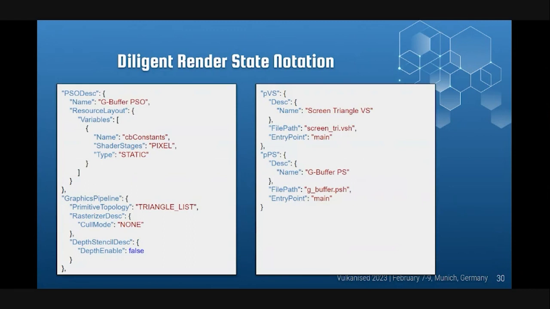This is what a DRSN looks like. It basically mirrors the API, but in a JSON-based language.